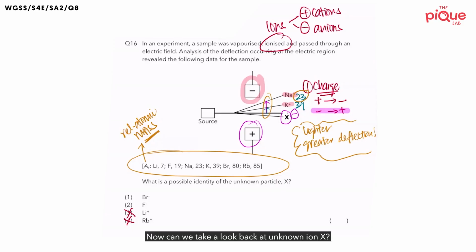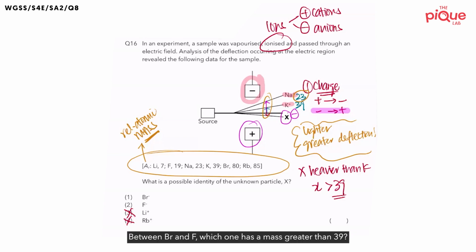Now, can we take a look back at unknown ion X? Take a look at the deflection. Let me draw a line. What can you tell me about the extent of deflection? Is it deflected more or less? Notice that it is deflected even lesser than K. So what does that tell us about the mass of X? This tells us that X must be heavier than K, which means that the mass should be more than 39.